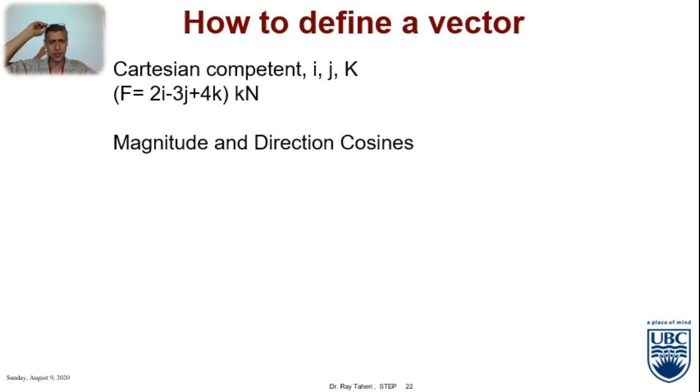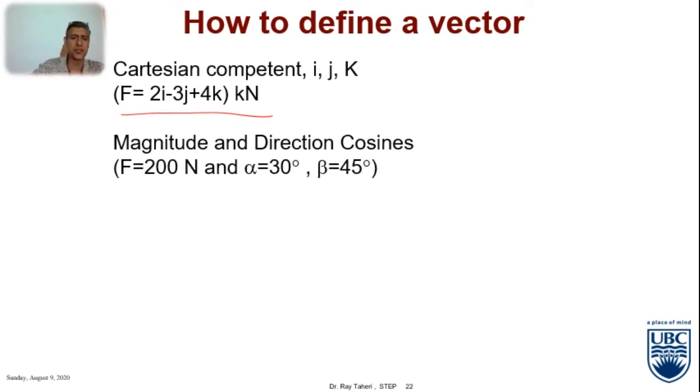The next is you have the magnitude of the force, and you have direction cosines. You have two angles, and from two angles you can find the third angle, and then you can define the unit vector, which is cosine alpha i plus cosine beta j plus cosine gamma k, and then you multiply by the magnitude, you get to the same point as we were here. Okay? So imagine you have a vector of 200, and these are two angles. So find the third angle, same as the previous question, and then you can fully define the vector.